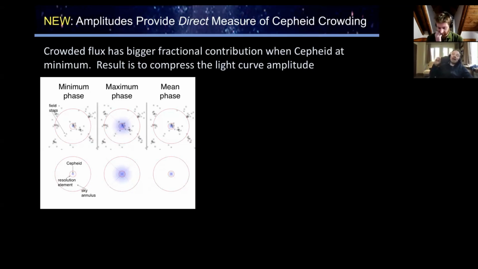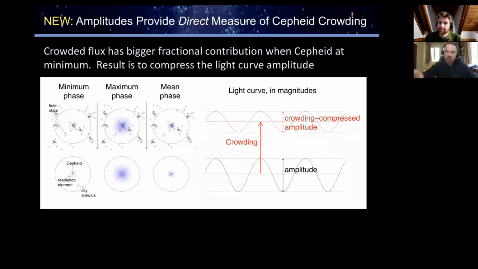And you realize that whatever the contaminating or crowded stars are in that resolution element, however much flux they have, that crowded flux represents a bigger contribution or contamination when the Cepheid is at its faintest than when it's at its brightest, right? It's a bigger fractional contribution when it's faint than when it's bright. And so if you imagine the light curve, what you have on the right is the light curve, measured in astronomers' favorite units, which are magnitudes. And you can think of magnitudes as a fractional flux. Okay, and that's important, that it's a fractional flux.